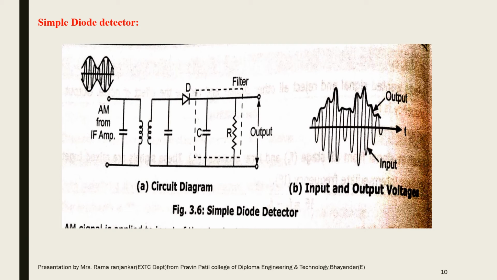Now this input is provided to this circuit. This circuit consists of a simple diode. The diode is forward biased. So when the diode conducts, the capacitor starts charging, and during the negative half cycle the capacitor starts discharging. So let's see the output of this circuit. This is an AM modulated signal. We show the output here in waveform.